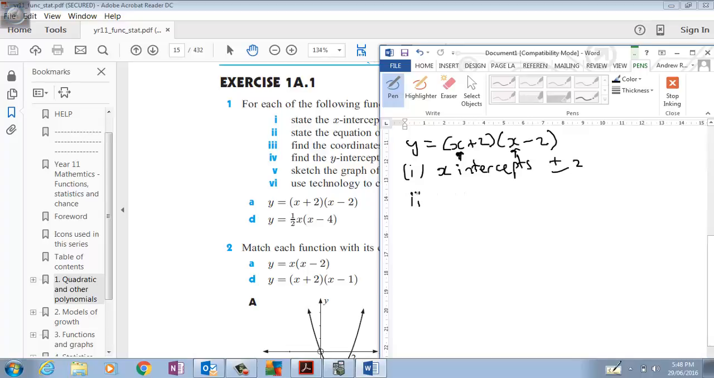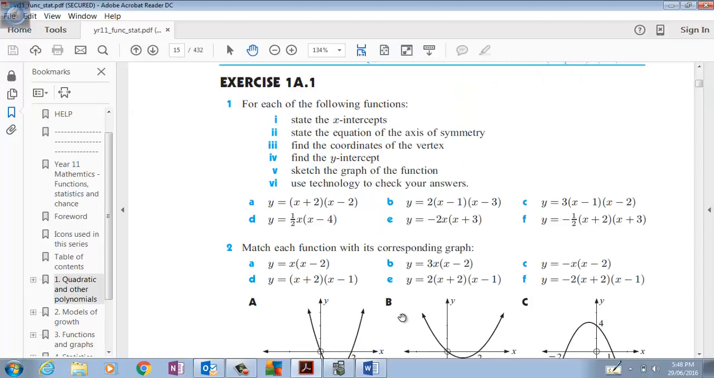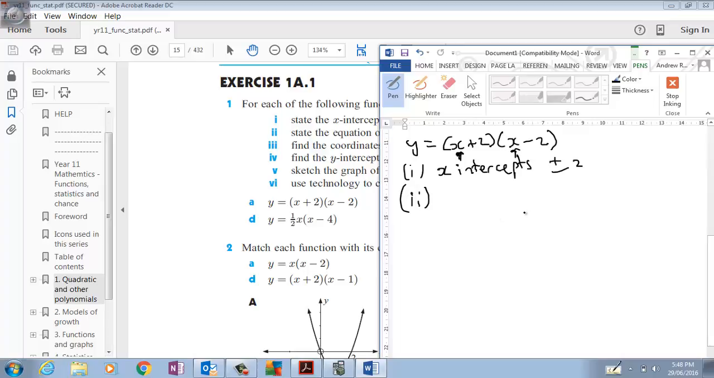Part 2, the equation of the axis of symmetry. Now the axis of symmetry is halfway in between the intercepts. So the axis of symmetry is the x equals 0 line, which is the y-axis, because that's halfway in between plus and minus 2.